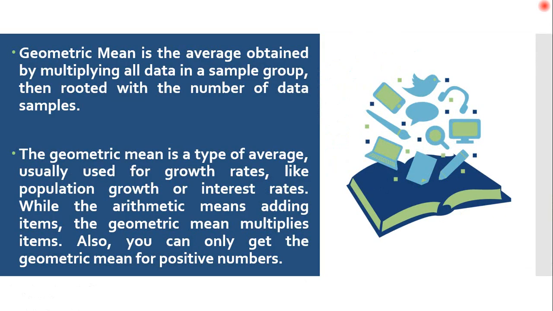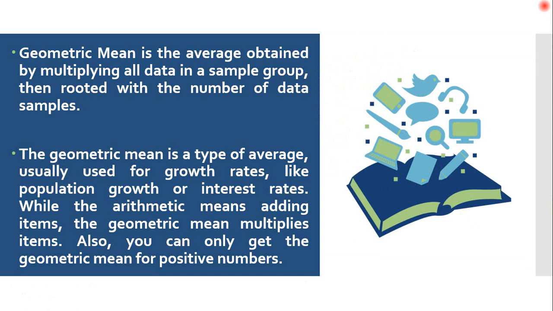Geometric mean is the average obtained by multiplying all data in a sample group, then taking the root with the number of data samples. The geometric mean is a type of average usually used for growth rates like population growth or interest rates. While the arithmetic mean adds items, the geometric mean will multiply the items. Also, you can only get the geometric mean for positive numbers.